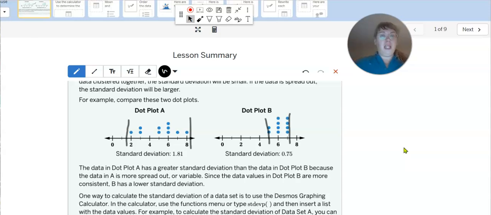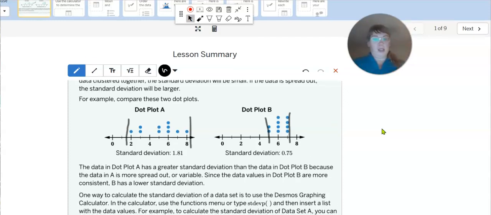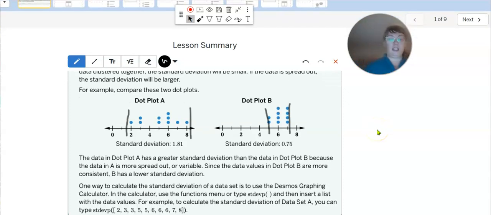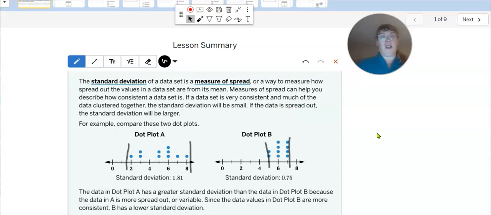So the data in dot plot A has a greater standard deviation than the data in dot plot B because it's more spread out. Perfect. One way to calculate the standard deviation is using the Desmos graphing calculator. You find the function for standard dev p, and then you insert a list of data values in a bracket, and it will calculate the standard deviation for you. This is a really big thing to do by hand, so we're grateful to use the calculator for this method.